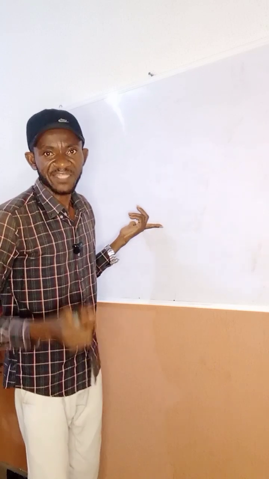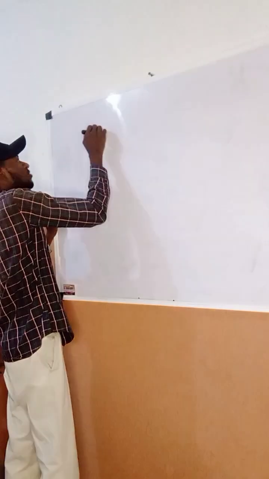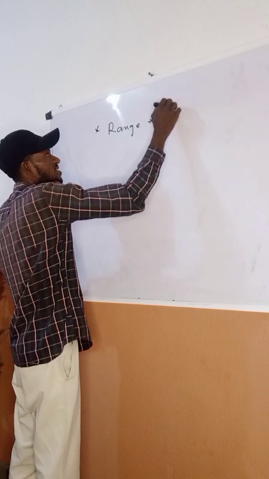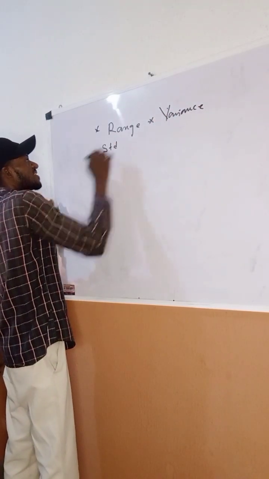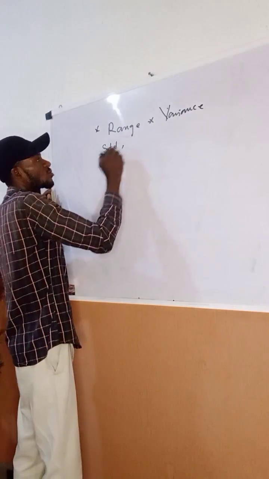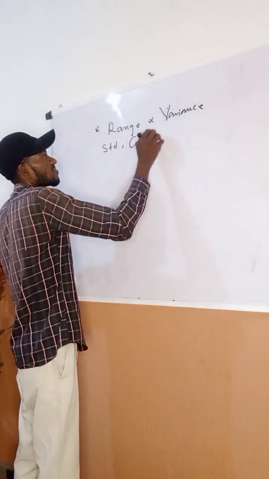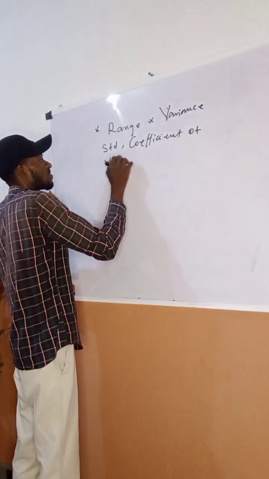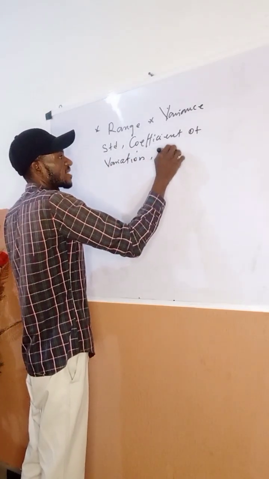We did mention earlier that under measures of dispersion, we are going to look at what we call the range. We are equally going to look at the variance, the STD, which stands for standard deviation, then the coefficient of variation, and then possibly skewness.